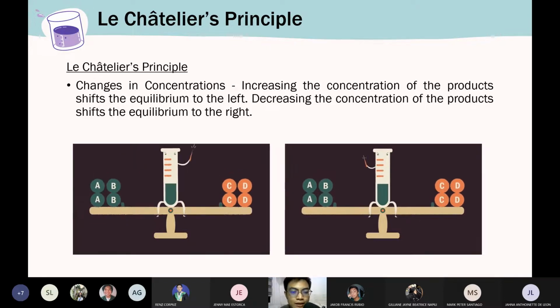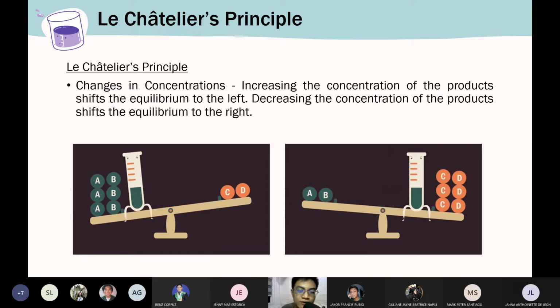So, how will we visualize it? Okay. Aside from the GIF in the PowerPoint, maybe imagine two glasses. Okay? You have two glasses.